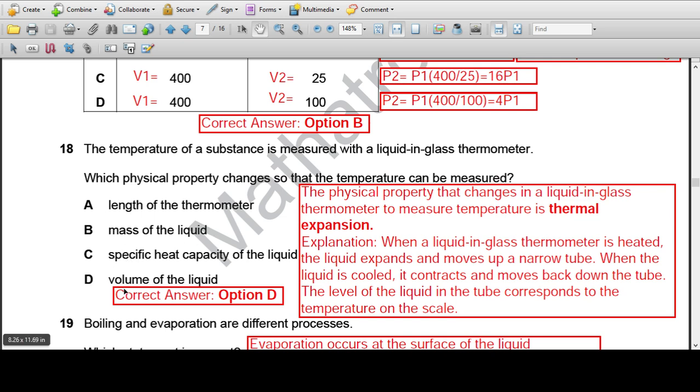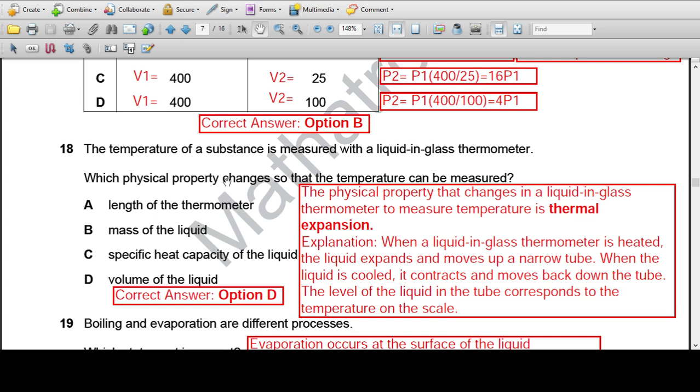It's the volume of the liquid. It will expand, so the volume will increase. The volume of the liquid will show the temperature change. So if we cool it, the liquid volume will decrease. If we heat it, we raise the temperature.